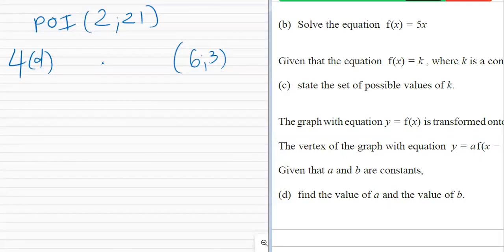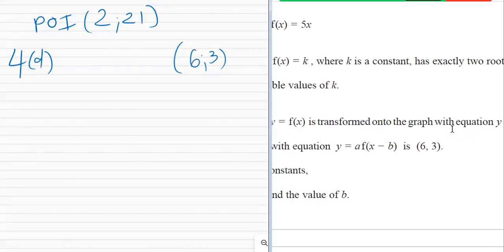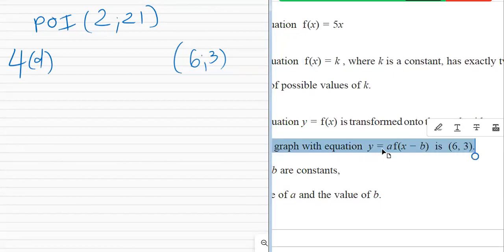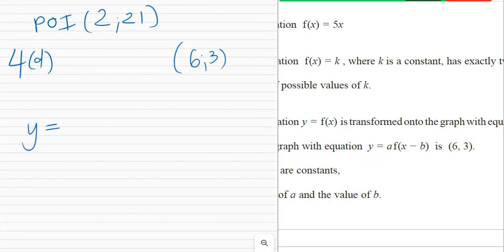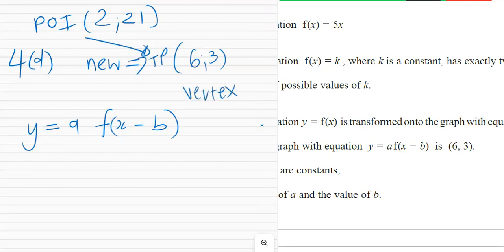So number 4D, new information is given. So we have some sort of transformation with this information. Our transformation from our original graph is y equals a f of x minus b. Okay. And our new graph has a vertex, which is what I call a turning point, is this. So the point of intersection and the turning point or vertex. Okay, it's just basically this thing.